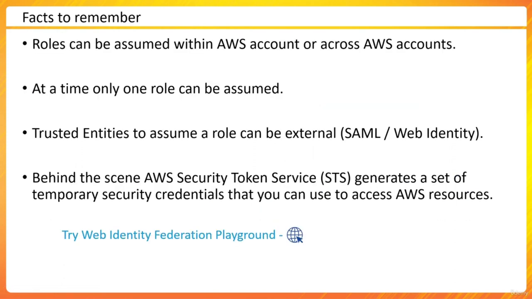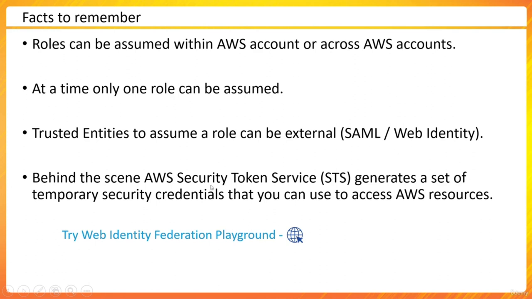Some facts to remember. Roles can be assumed within an AWS account or across accounts. We already saw that. At a time, only one role can be assumed, right? I used the example, at a time on your head, you can wear only one hat, not more than that. So you can assume one role. Once you have switched back, you can then assume another role if need be. Trusted entities to assume a role can be external too. They could be coming from any SAML provider or any web identity provider, no issues on that.